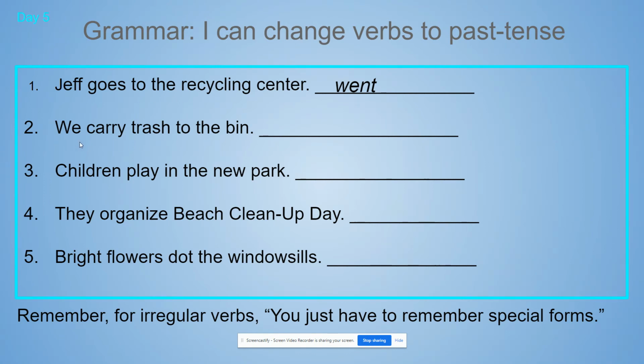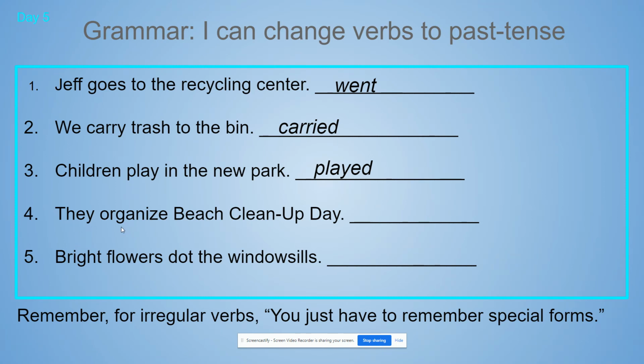Number 2, we carry trash to the bin. Carry is the verb. I notice it has a Y and then it has an R in front of it, a consonant with a Y. So I'm going to remember that rule: cross out the Y, add an I, and add ED. It would become carried. Number 3, children play in the new park. Here I have a vowel and then Y, so all I do is add ED. I don't have to change the Y to I.